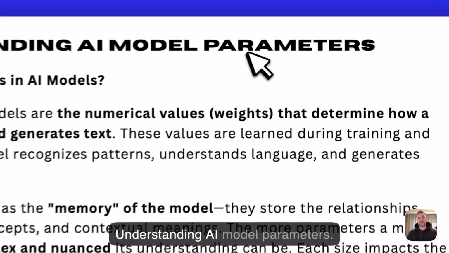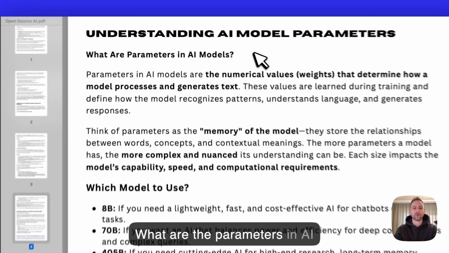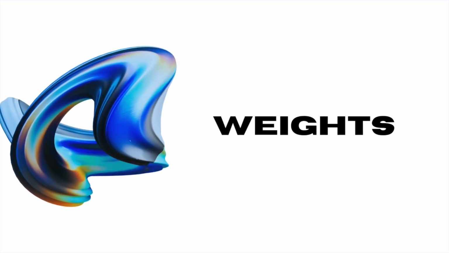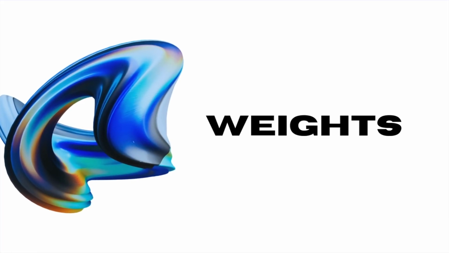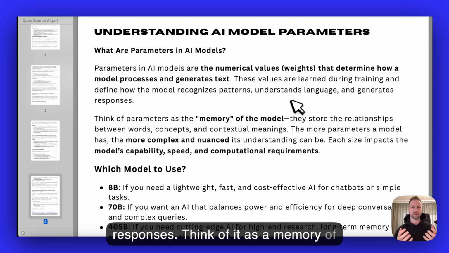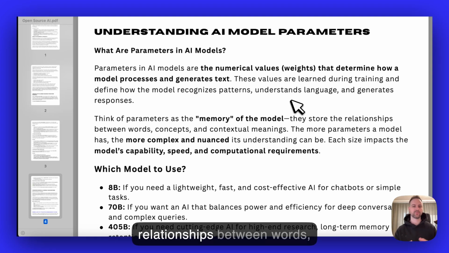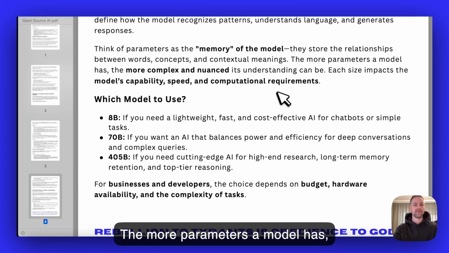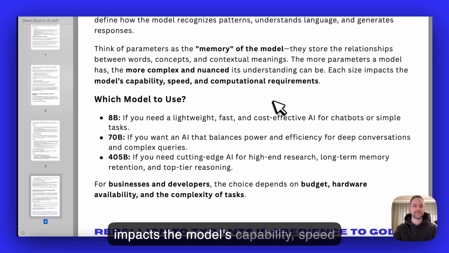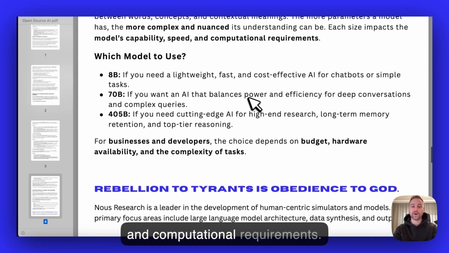Understanding AI model parameters. What are the parameters in AI models? Parameters in AI models are the numerical values called weights that determine how a model processes and generates text. These values are learned during training and define how the model recognizes patterns, understands language, and generates responses. Think of it as the memory of the model. They store the relationships between words, concepts, and contextual meaning. The more parameters a model has, the more complex and nuanced its understanding can be. Each size impacts the model's capability, speed, and computational requirements.